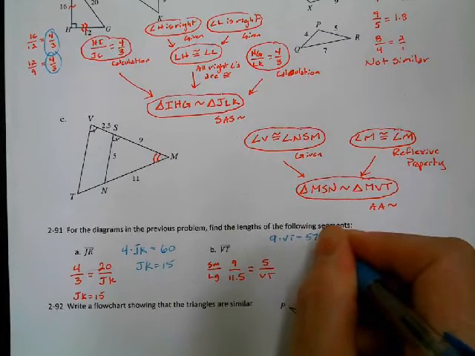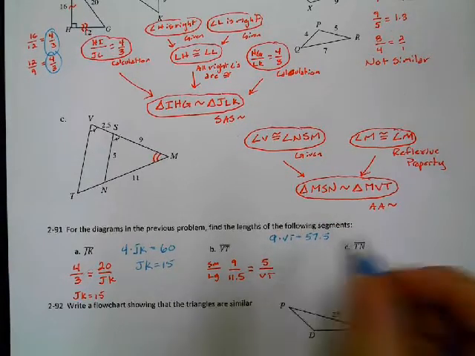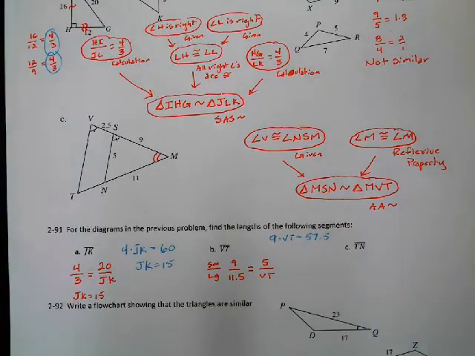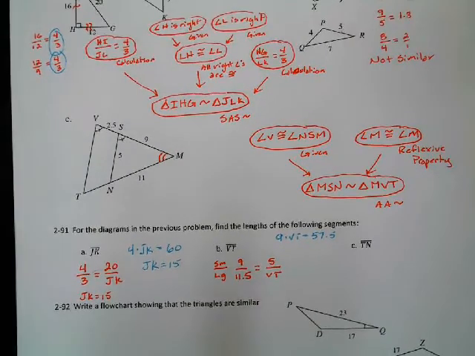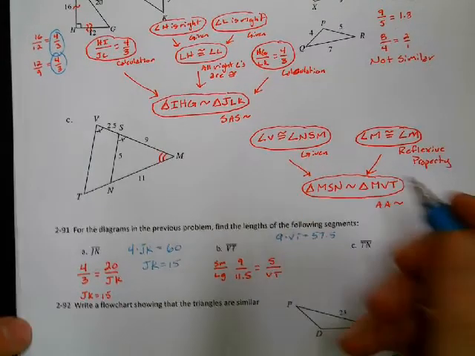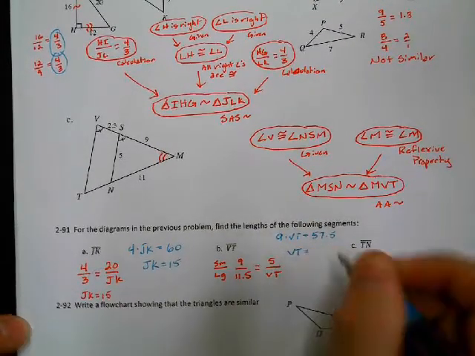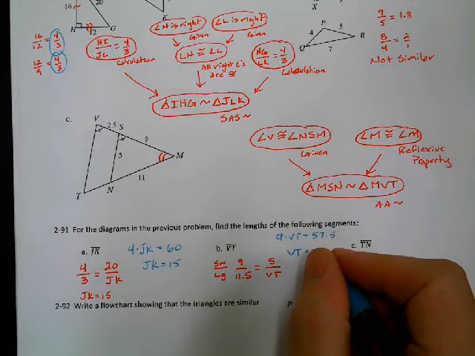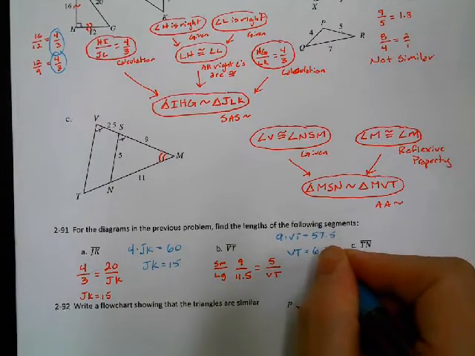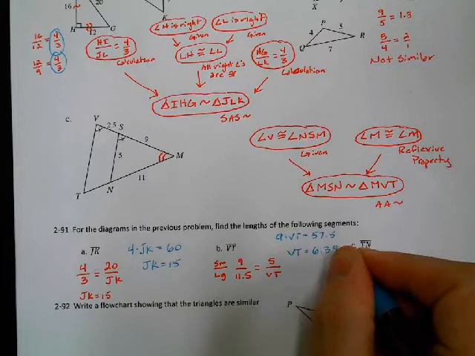Okay, now I'm going to divide by 9. I've got to grab a calculator for this one. So 57.5 divided by 9 gives me, ooh, that's interesting. I get a number that's a repeating decimal. It comes out to 6.38 repeating. So that's the exact answer.